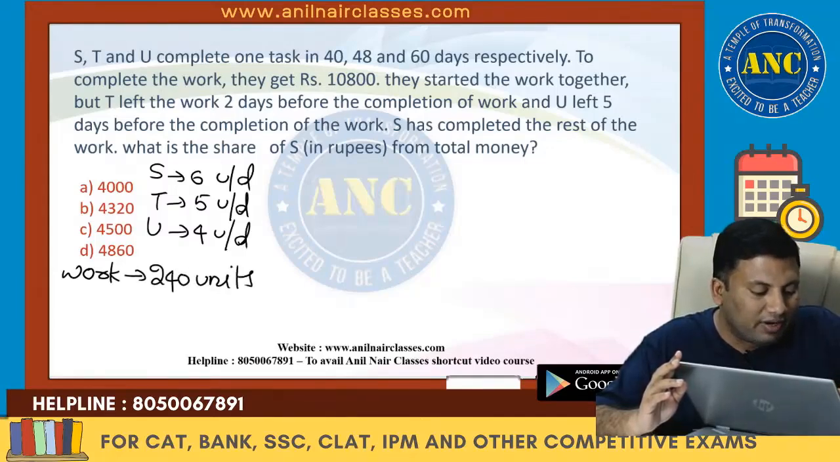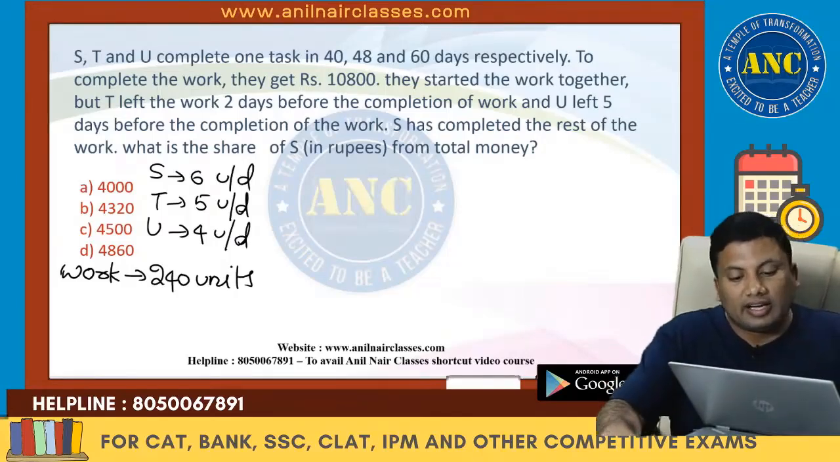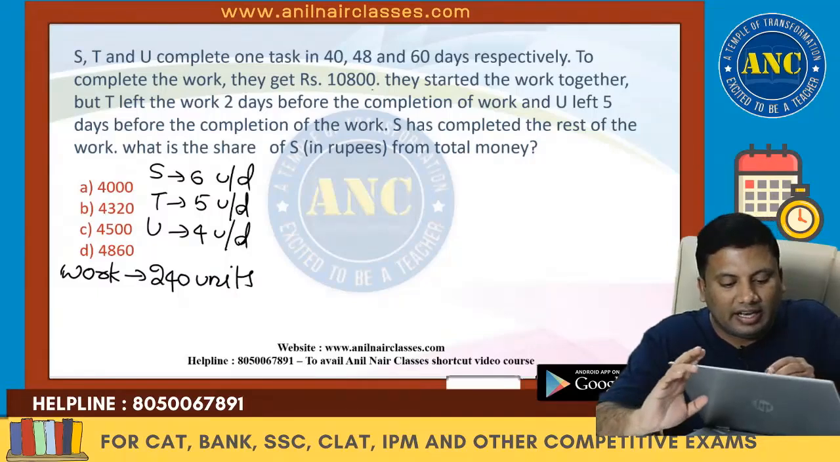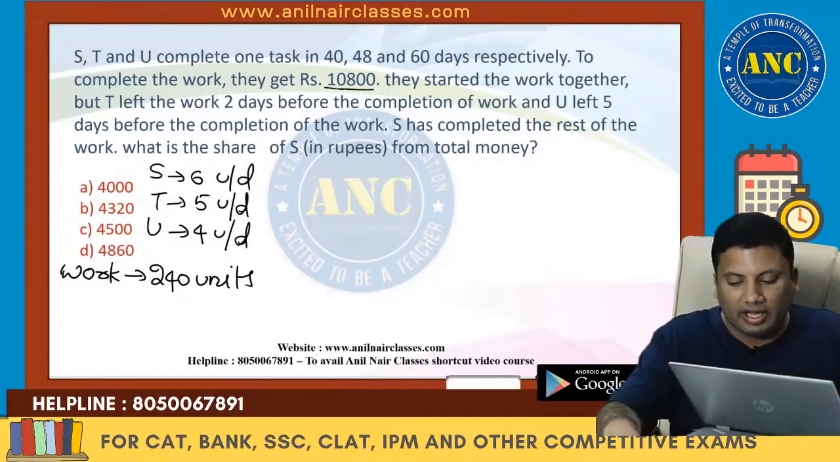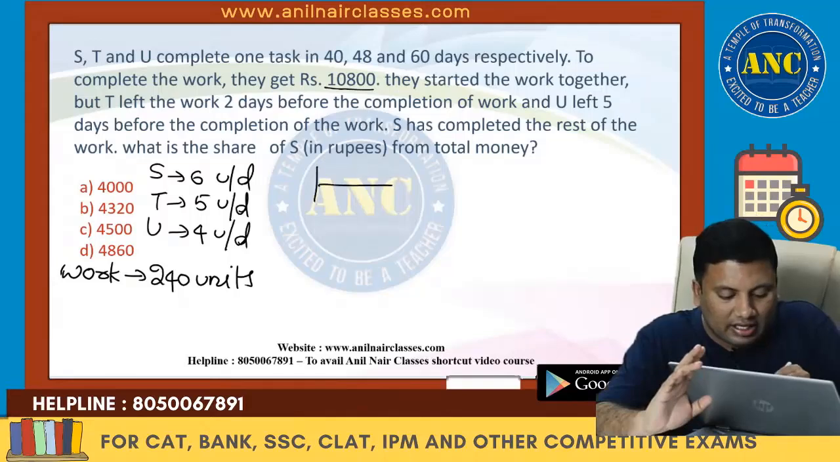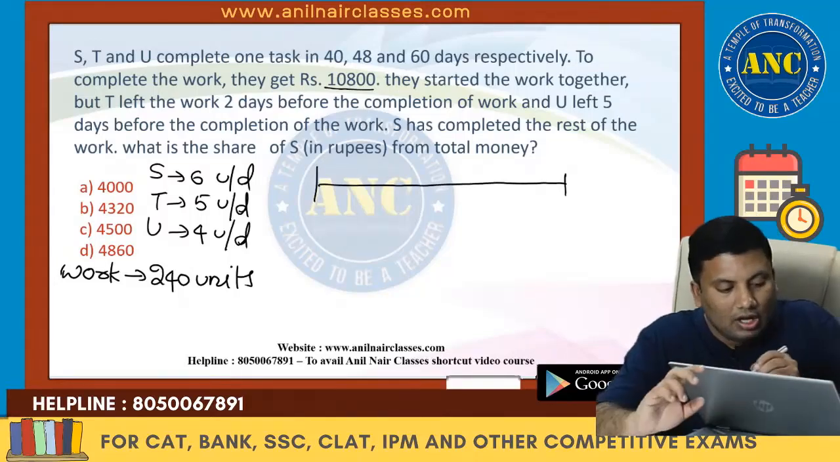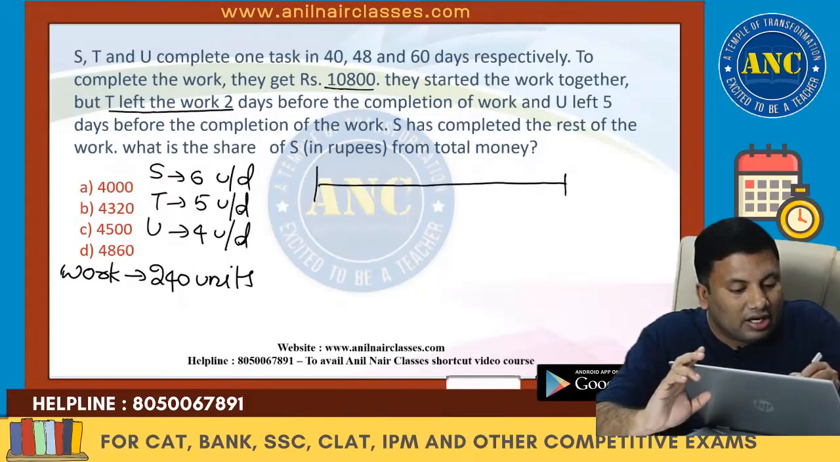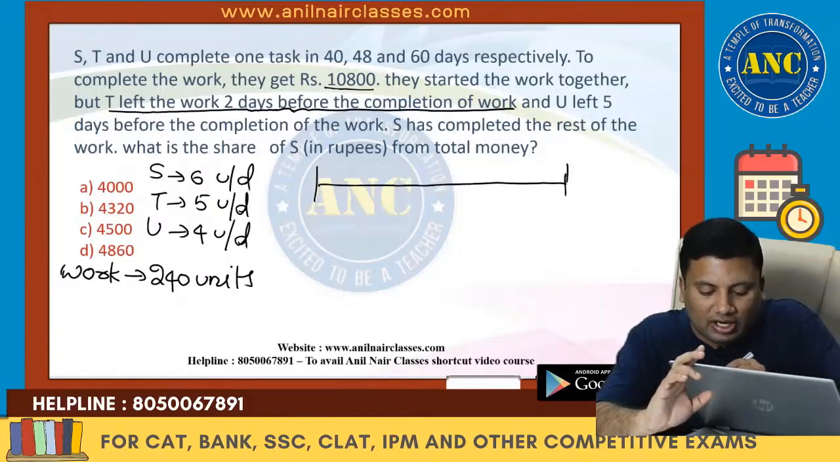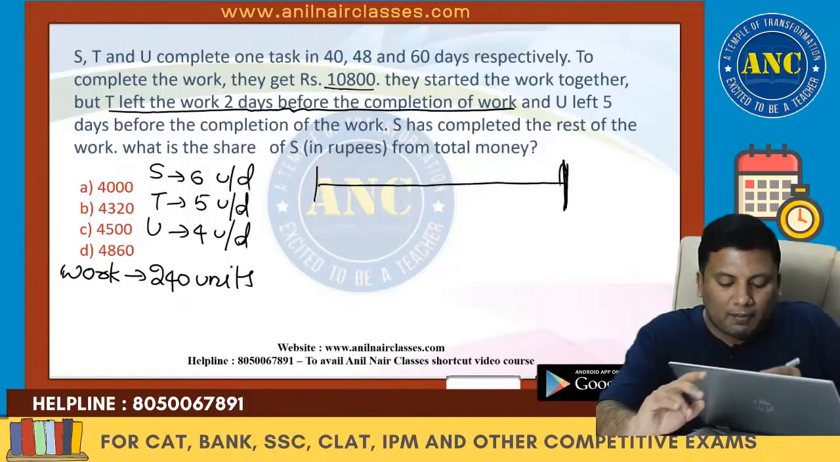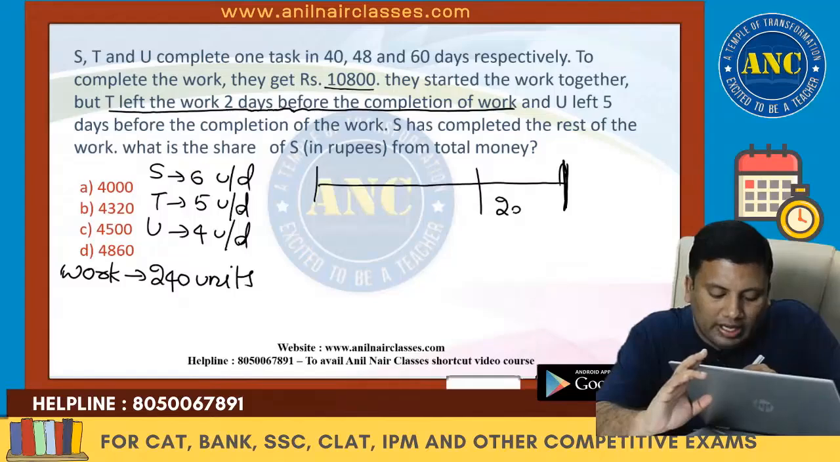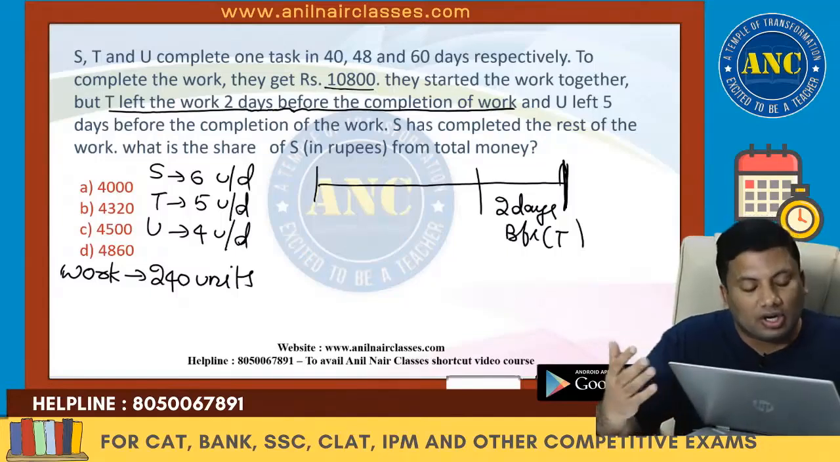Now listen carefully. Now let us read the question. 40, 48 and 60 days to complete the work. They started the work together. But T left the work 2 days before the completion of the work. If this is the completion of the work, 2 days before, who left the work? T left the work.